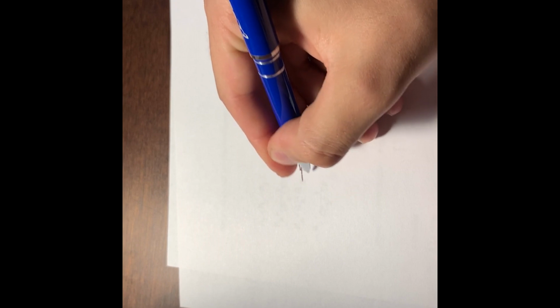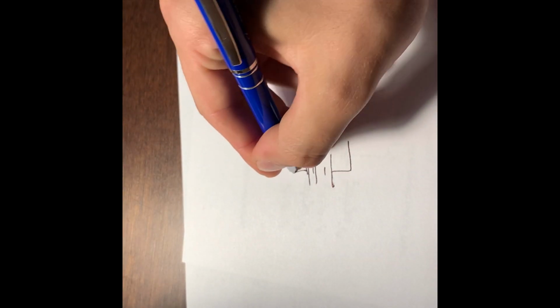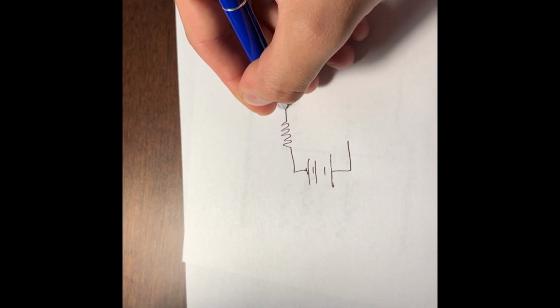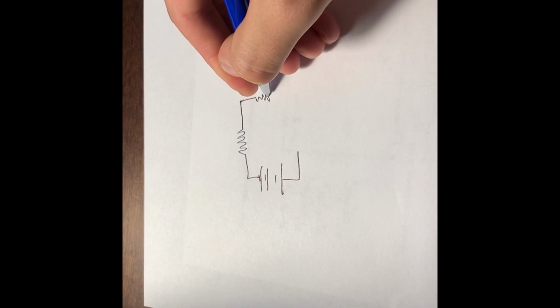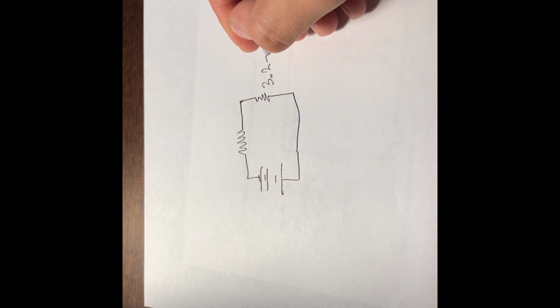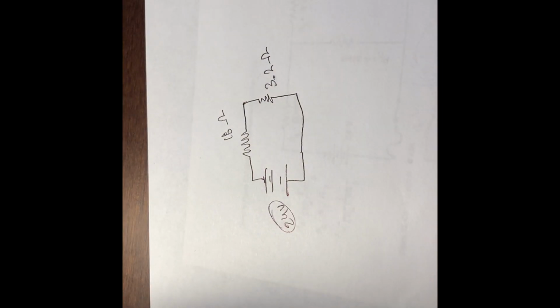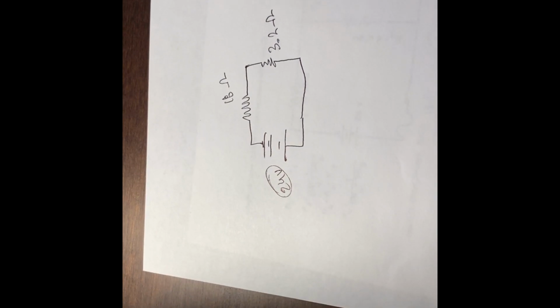So we're gonna have our battery, our 18 ohms, and our 3.2 ohms, and 24 volts. This really doesn't matter, but I'm just adding it for the sake of drawing it.